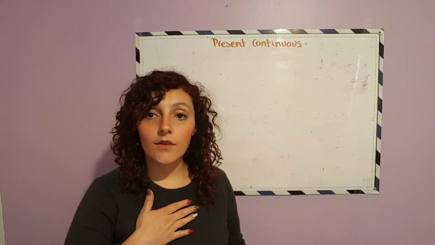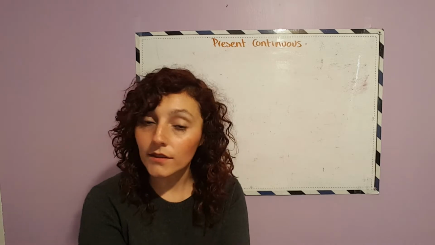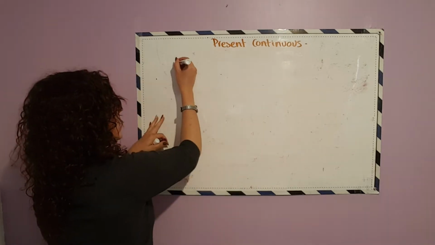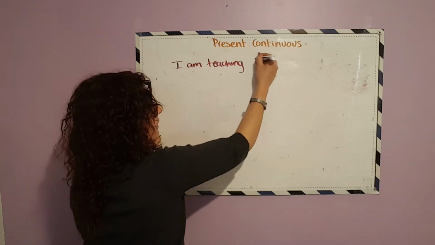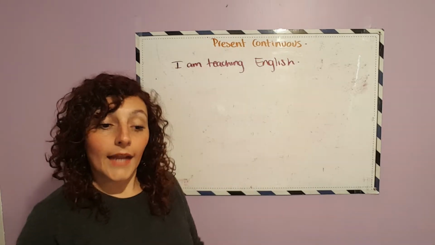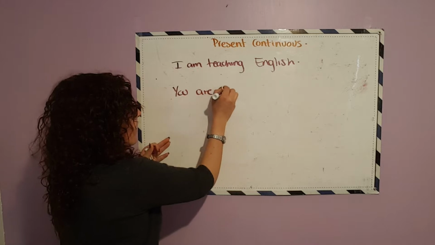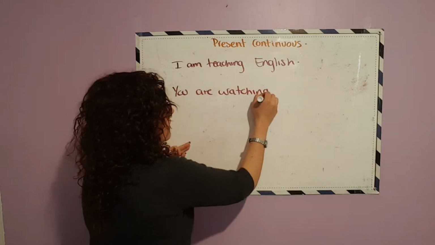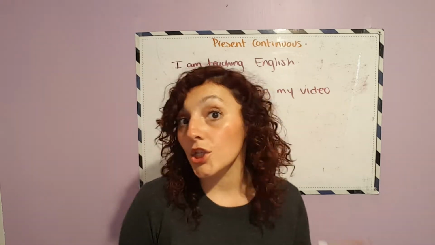Now, let's talk about the present continuous. Let's take, for example, I. At this moment, I am teaching English, right? So, my example is, I am teaching English, okay? And at this moment, you are watching my video, okay? So, you are watching my video.